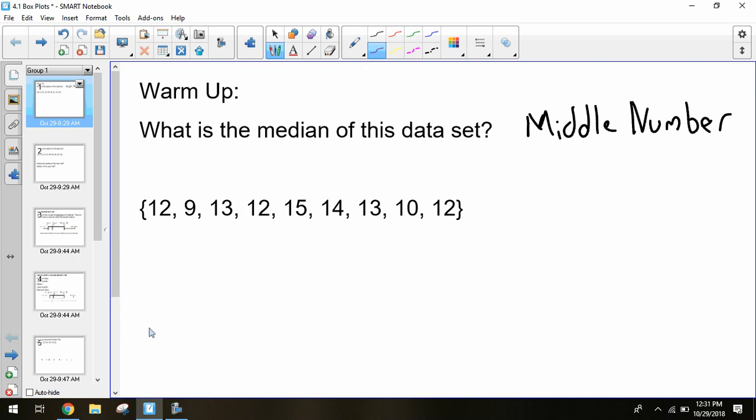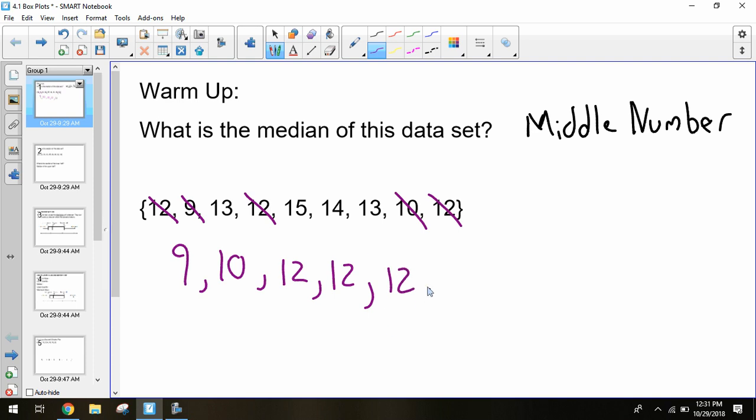So I'm going to start with my lowest number, 9, and then I go to 11, 12, 12, 14, 18, 26.